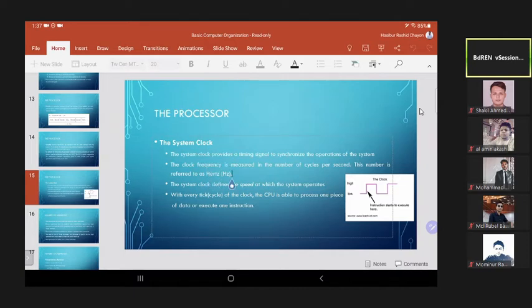Okay, fine. The clock frequency is measured in the number of cycles per second, and this number is referred to as hertz. Fine. Do you understand about the clock cycle? That means this is one cycle. In one cycle, you can do one task. So the higher it is, the more capability your processor has, the faster you can get a response, and the more work your processor can do.